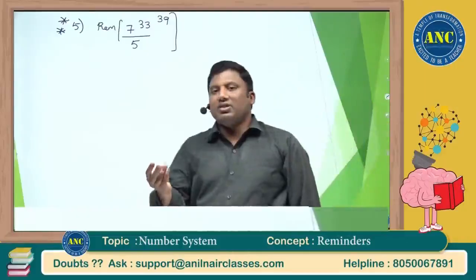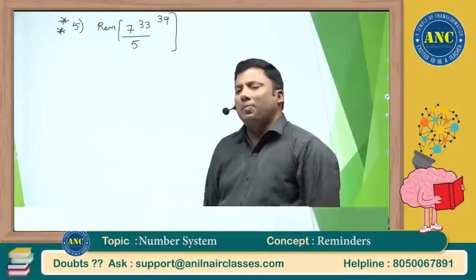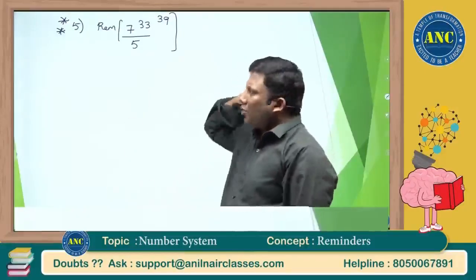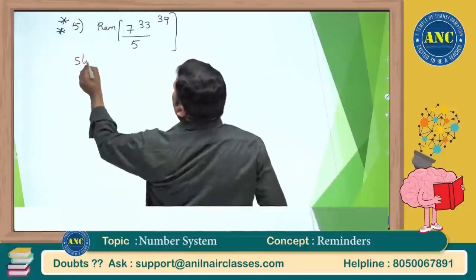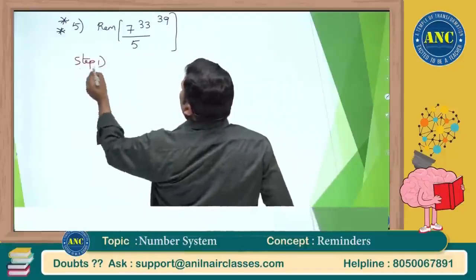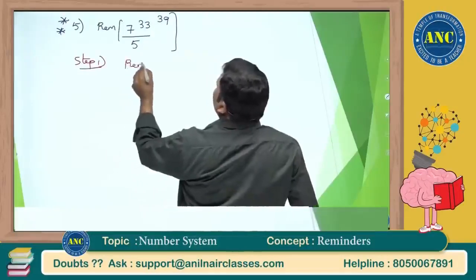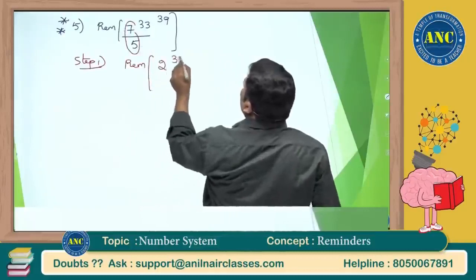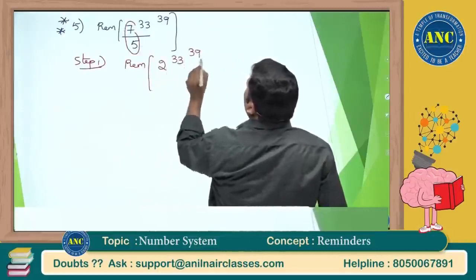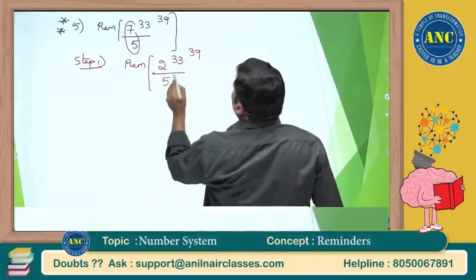5th, 6th, 7th, 8th, 9th. We will solve probably 3 to 5 such questions so that you will understand step by step. Step number 1: 5 ones are 5, remaining it is nothing but 2. So 2 power 33 power 39 divided by 5.